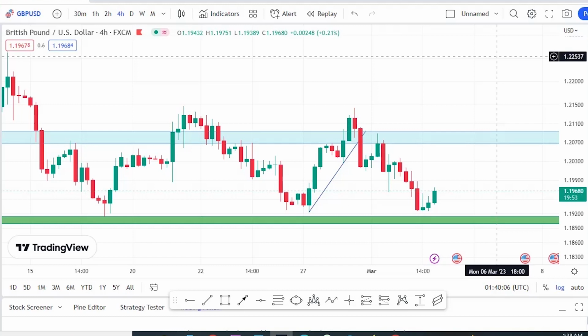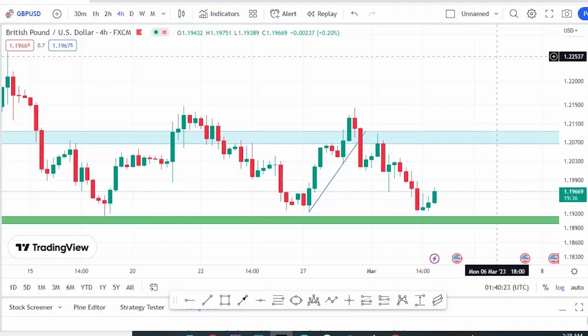I just picked up a short position on GBPUSD. I'm going to walk you through how I was able to take this trade, what my thought process was, and what made me enter this trade. So make sure you stick with me all the way to the end.